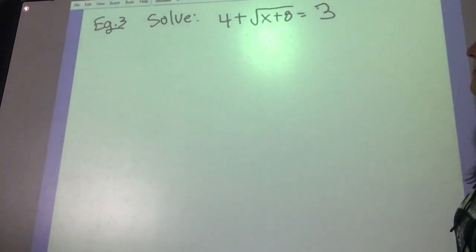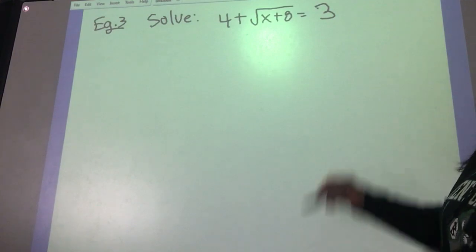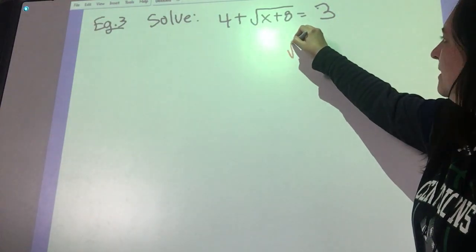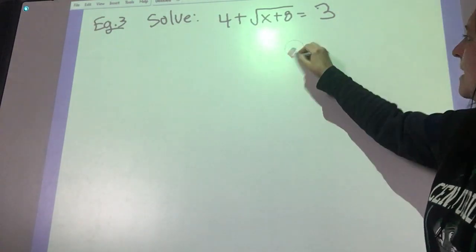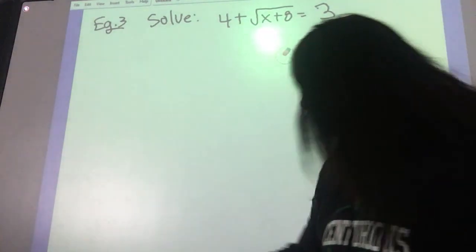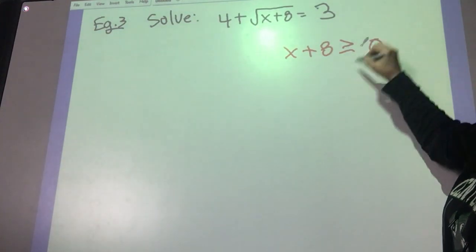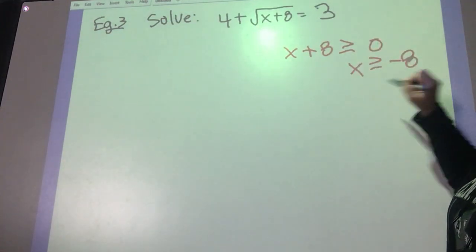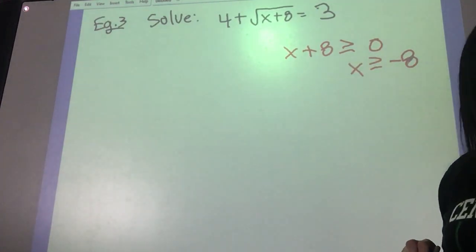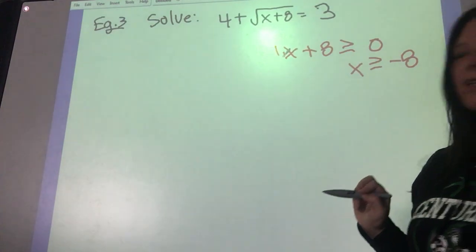Okay, one more example. 4 plus the square root of x plus 8 equals 3. Step 1, the restriction. You cannot take the square root of a negative number, so anything under the radical has to be positive. So our restriction: x has to be greater than or equal to -8. That's step 1. We stated our restriction.